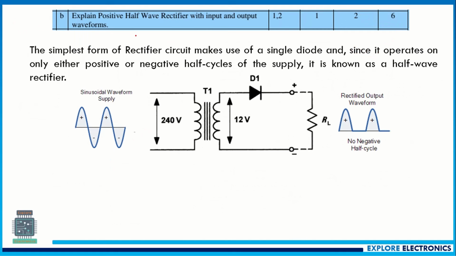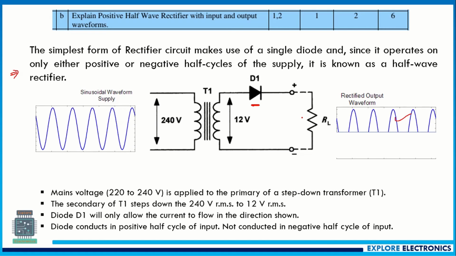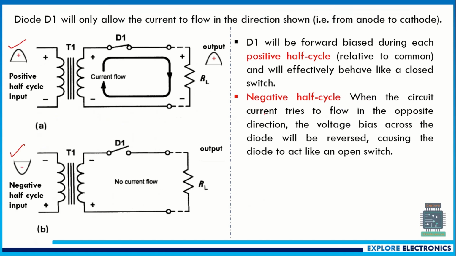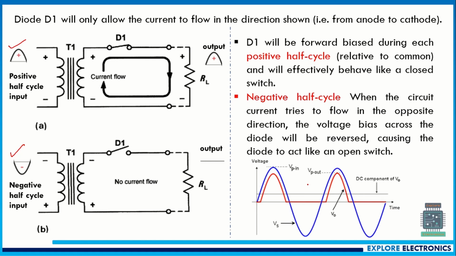And explain positive half wave rectifier with input and output waveforms. Here you need to first write what a half wave rectifier is. A half wave rectifier consists of one diode, and the output of the half wave rectifier will be like this. Write what happens in the positive half cycle and what happens in the negative half cycle, and how exactly the output is generated. This red line is the output, and the blue line indicates the input signal we applied.